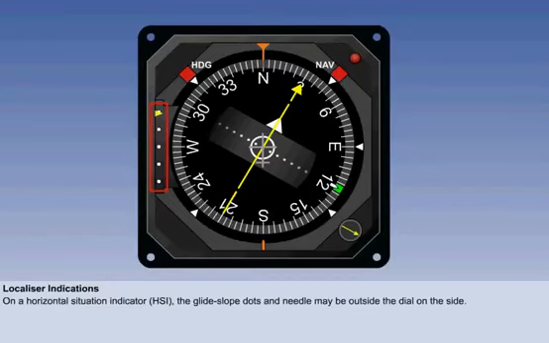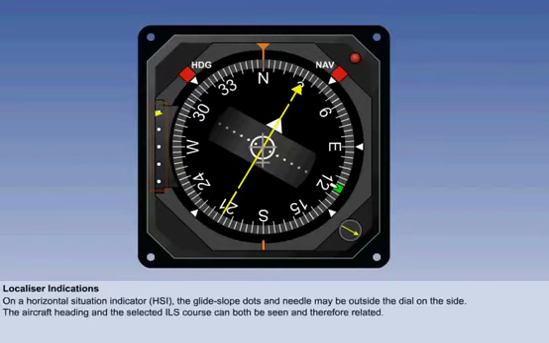If the aircraft has an HSI, or horizontal situation indicator, the ILS indications will be included in it, but the glide slope dots and needle may be shown outside the dial, on the side. The HSI allows the pilot to see his chosen heading and the course to the ILS, which is especially useful when intersecting the localizer.